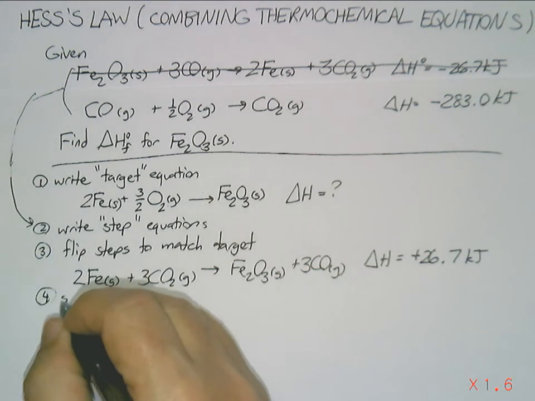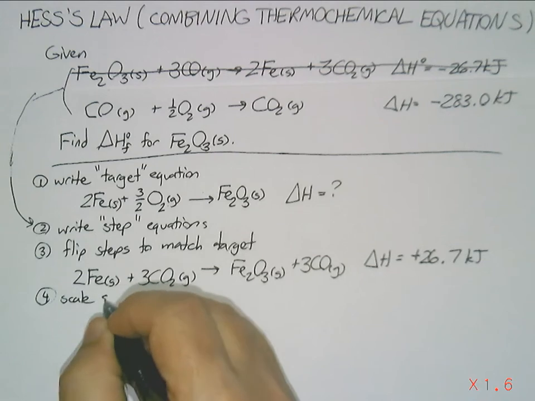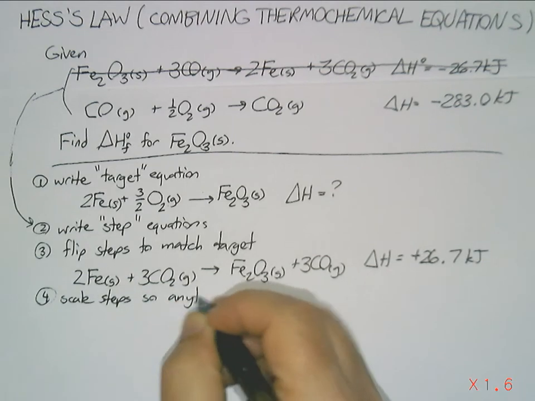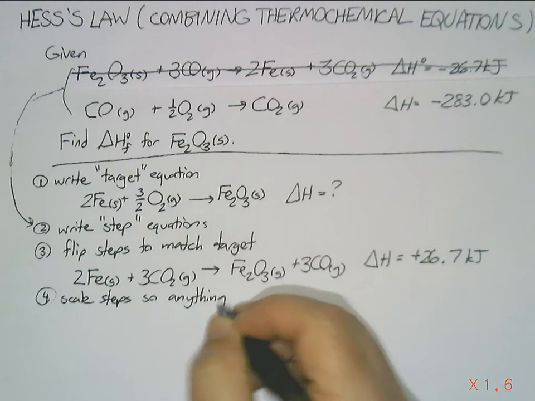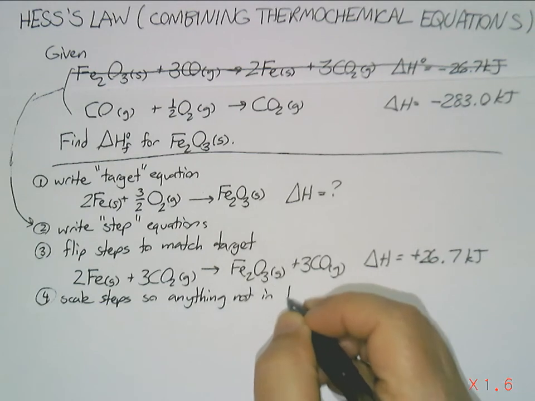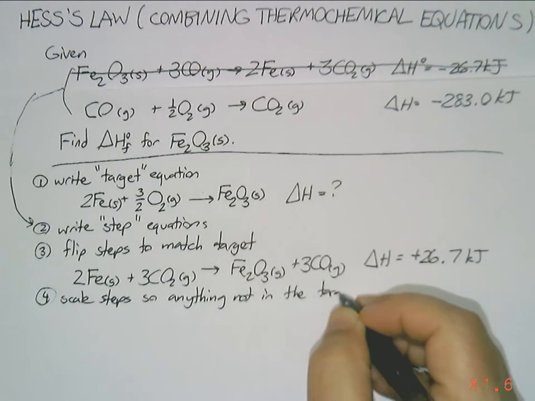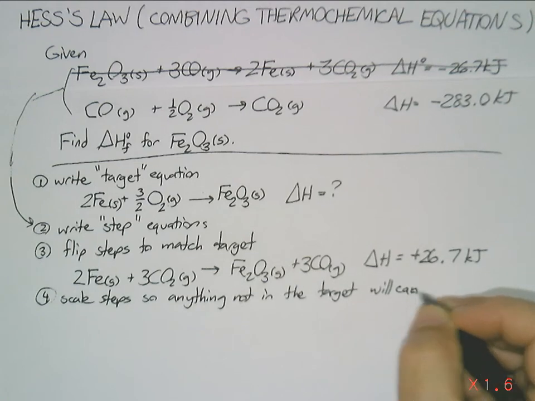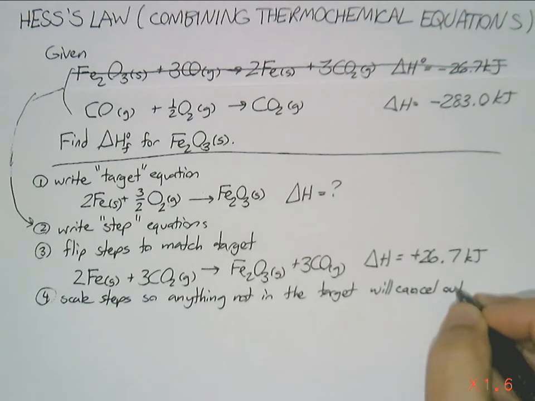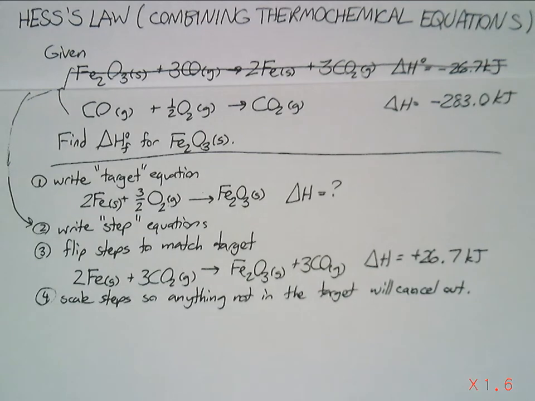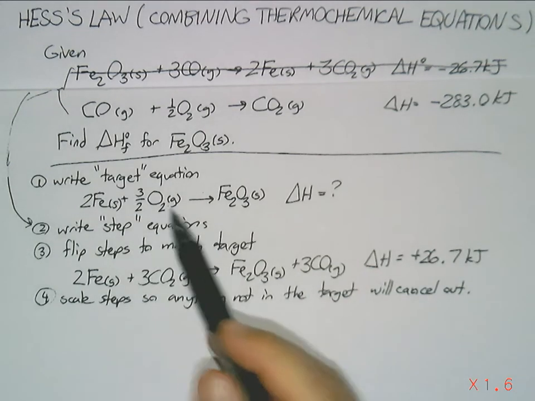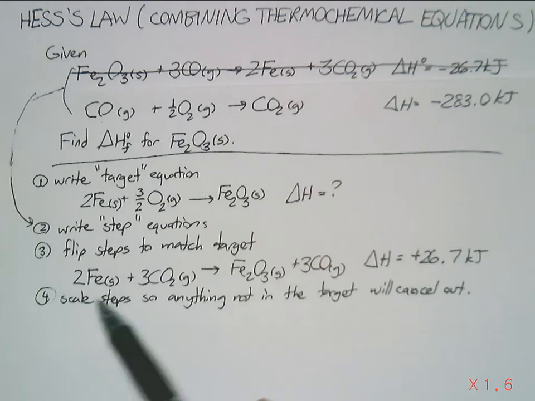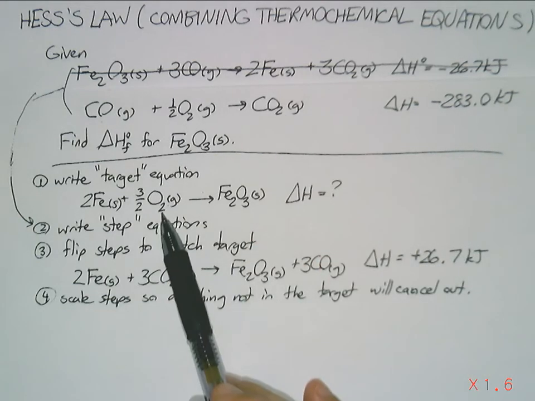4. Scale the steps so anything not in the target will cancel. Let's see. What's not in the target that's in the steps? Here are my two steps at this time, this one and this one. Here's my target.